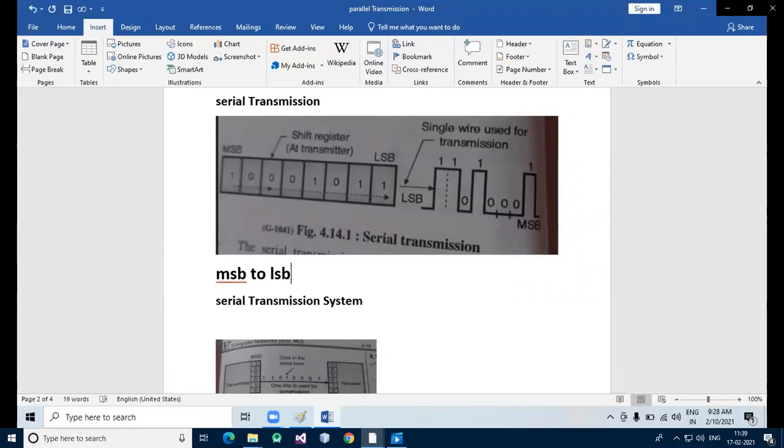In serial transmission, the bits of the bytes are serially transmitted one by one. So serial transmission is a one-by-one procedure. The byte to be transmitted is first stored in the shift register. Then these bits are shifted from MSB to LSB, bit by bit.